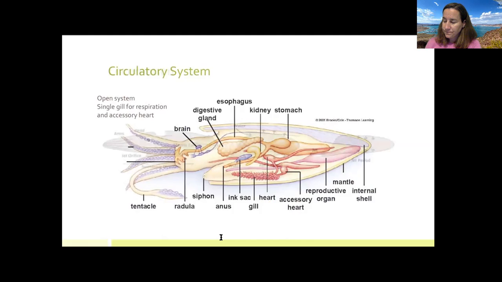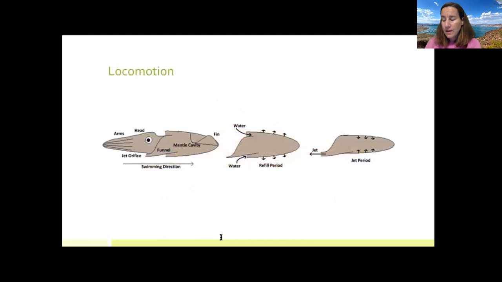How do they get around? They're pretty much like jet skis. They are going to propel themselves by squirting out a stream of water. So water is going to come in. We'll relax, let the water come in just like a jellyfish, and then we're going to squeeze, and it's going to jet out of the bottom. So we're forcefully pushing that water out like a jet ski.